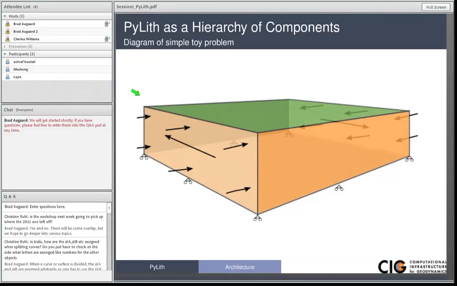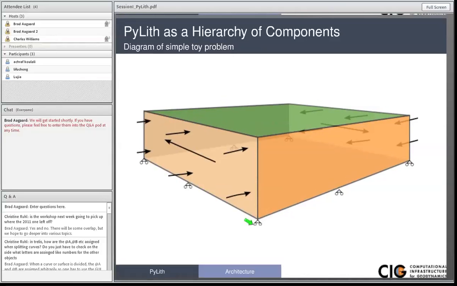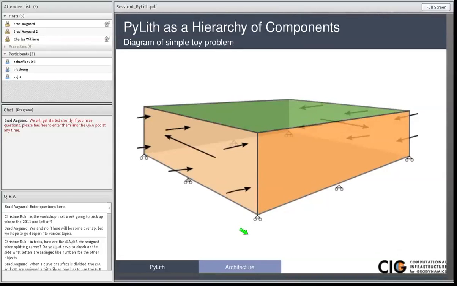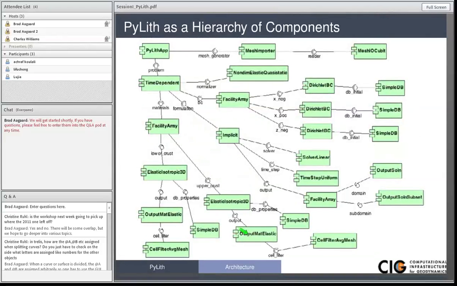So let's look at a hierarchy of components for a simple toy problem. This is one of the problems that we'll run in a few minutes. This is just a rectangular prism domain where we're going to have Dirichlet boundary conditions on the two ends. I believe that's plus x and minus x, and then roller boundary conditions on the bottom of the domain. When we look at that as a hierarchy of components within Pilot, this is what we end up with.